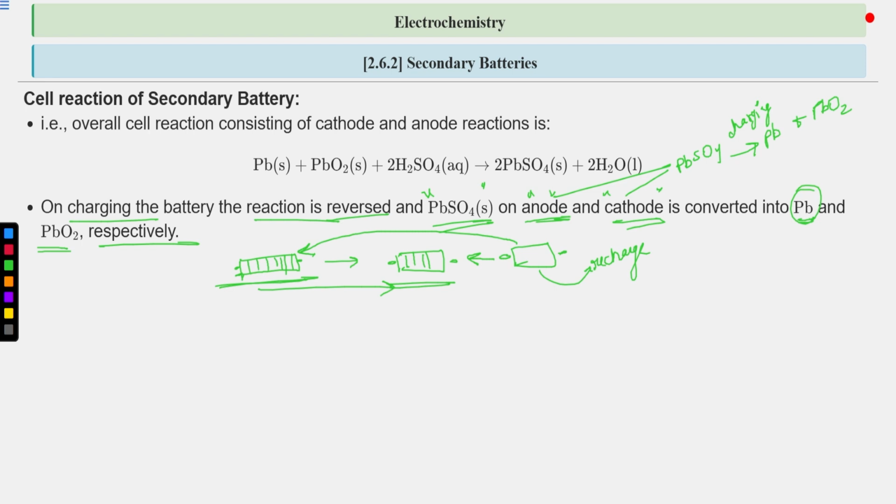Because the reaction is reversed, whatever you get as product in the discharging process becomes reactant, and the product you get in the recharging process is the reverse. So at the anode you go from lead sulfate to lead, and at the cathode you go from lead sulfate to lead oxide.